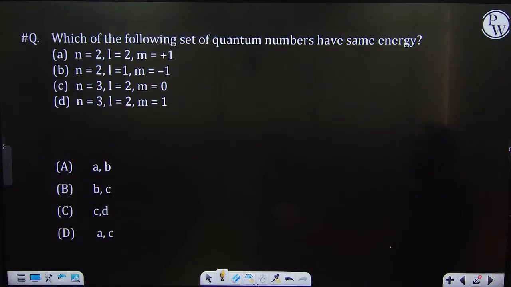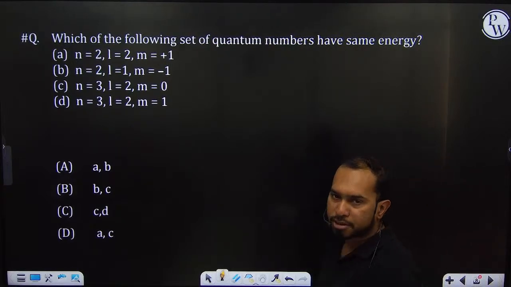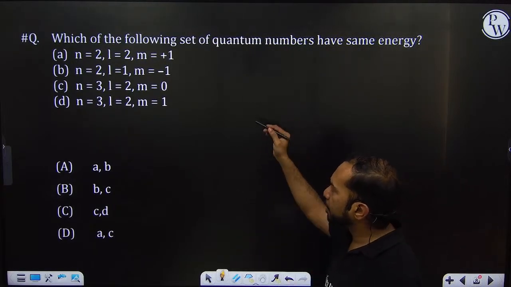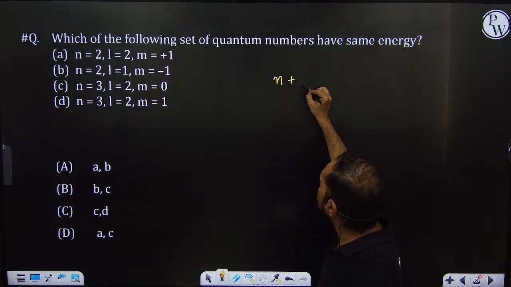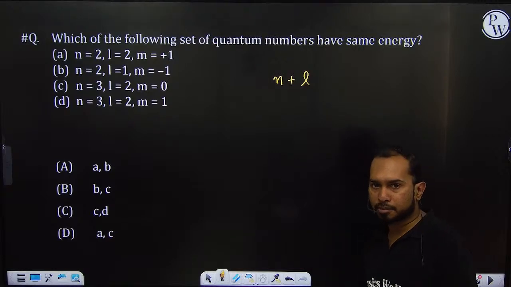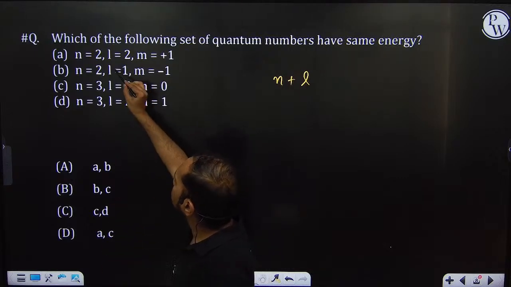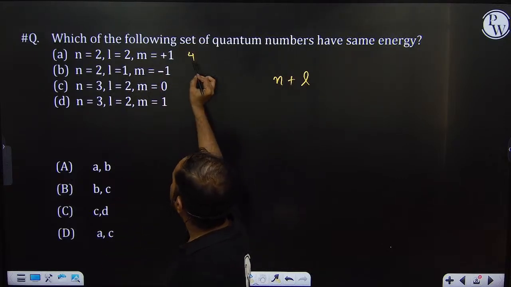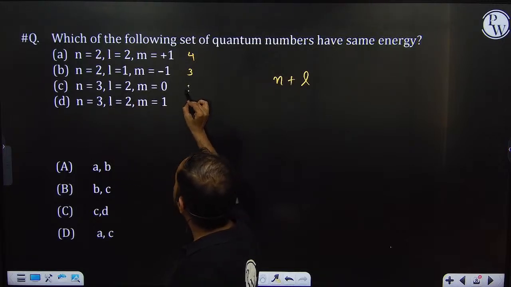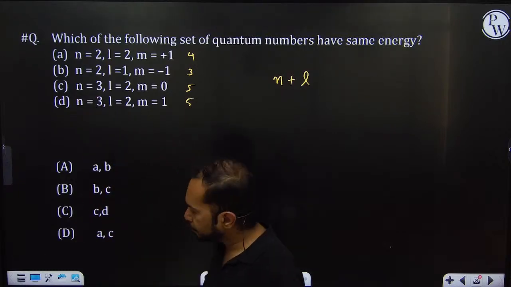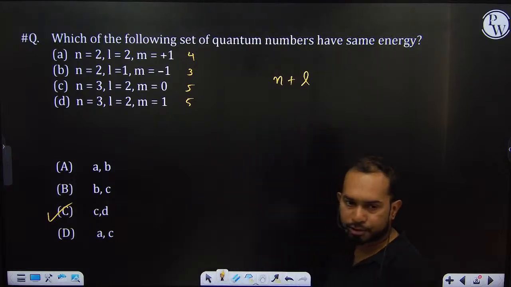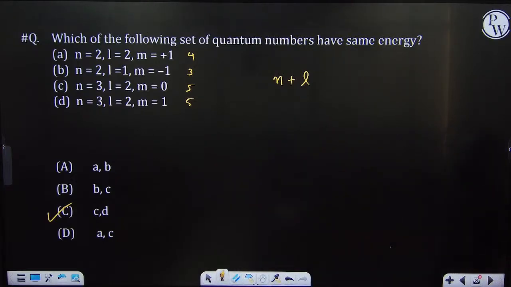Next question. We know the n plus l rule, the principal quantum number. Check which of the options has the same n plus l value. For each option, n plus l is calculated. The option with 3d and 4s will have the same value. So that is the correct answer. Is it clear?